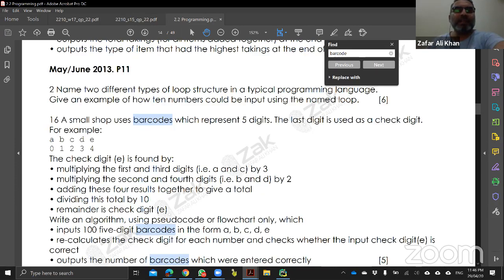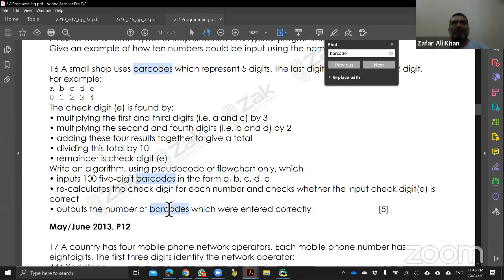Now, they said to write an algorithm using pseudocode or flowchart which inputs 10 5-digit barcodes. So the loop will go on for 10 times, and every time we will be inputting A, B, C, D, E.